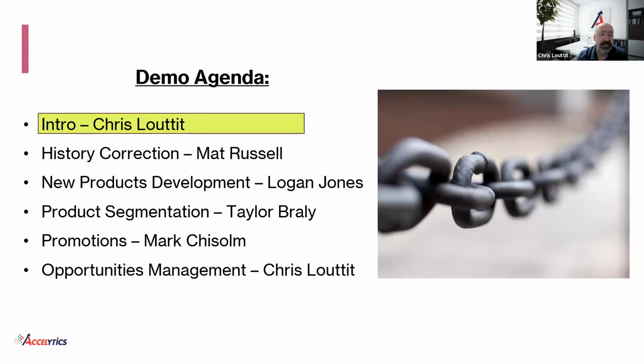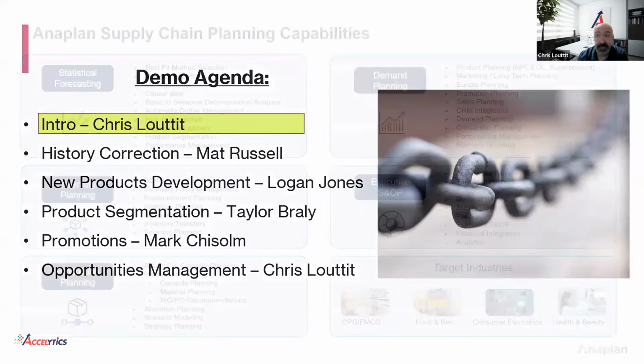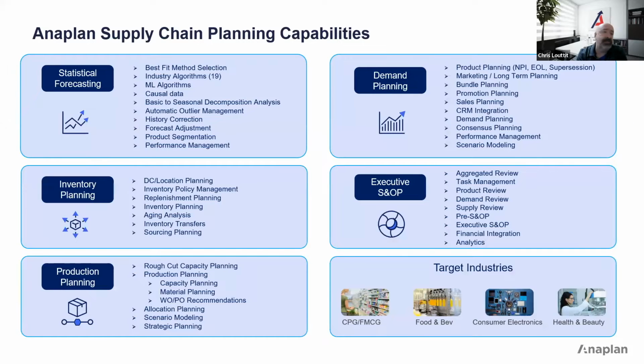These are all sections or specific parts of the demand planning app that we thought were worth talking about because they're important pieces of the process. So what Anaplan supply chain planning solutions are, there's really 5 major areas, everything from stat forecasting to S&OP.